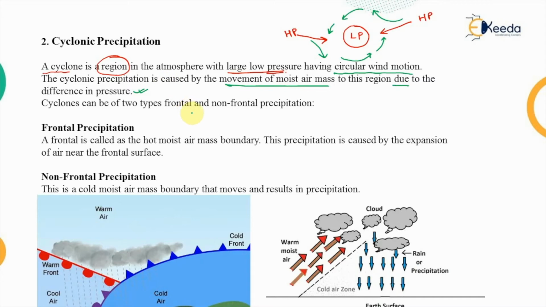Now this cyclonic precipitation can be of two types: frontal and non-frontal precipitation.